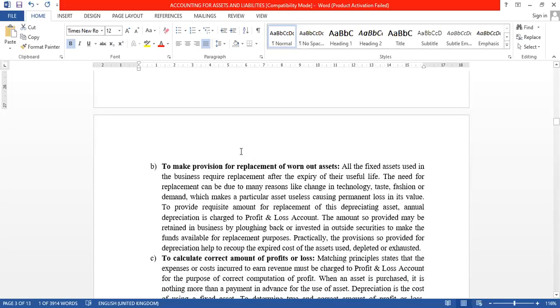Number two is to make provision for replacement of worn out assets, right? And this is very simple. If you have a machine that costs you 100 million today, would you want to use that machine without setting some profit aside? That is what you call provision. You're putting some money aside so that if that machine wears down by 2030, you will have enough money set aside to buy a new machine, right? Because that is what we are calling the provision for replacement.